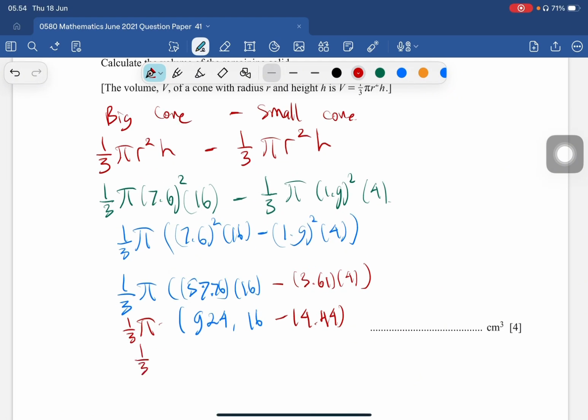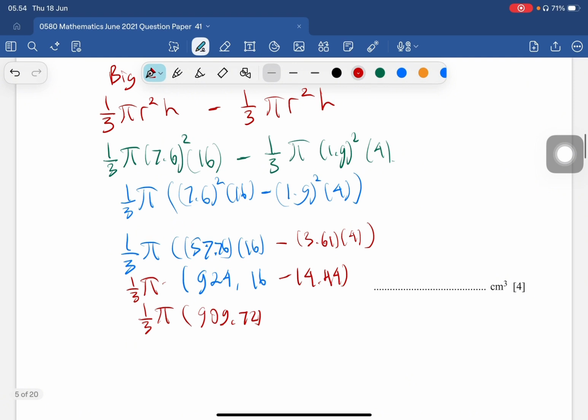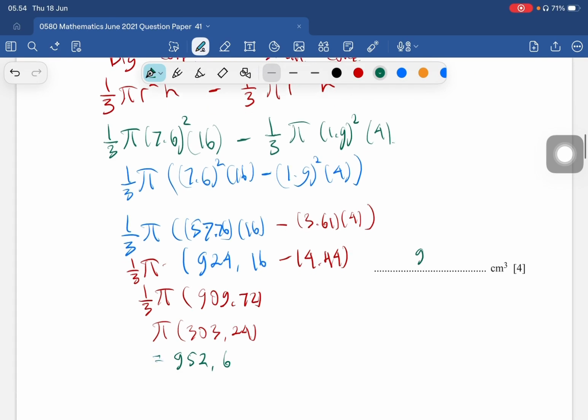Okay, it's 1 over 3 pi. It is 909.72. We can multiply by a third, so pi, we multiply it by 303.24. You can use a calculator to multiply it with pi. So we multiply it with pi, and we got the answer as 952.6. So here it is, 952.6 centimeter cube.